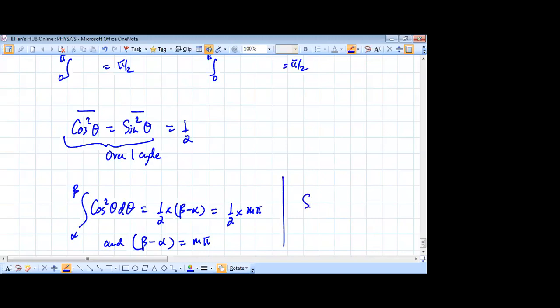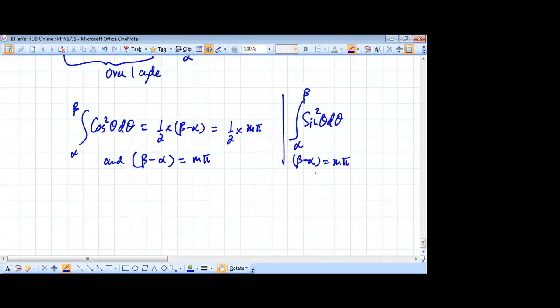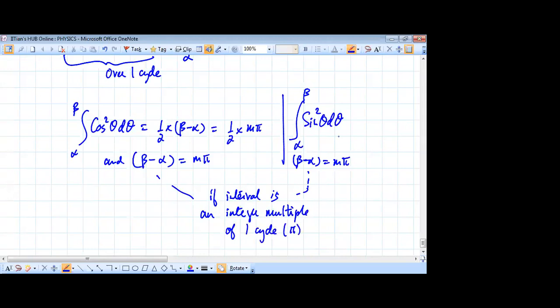And same for sine square theta. If we integrate it from alpha to beta such that beta minus alpha, the interval, is an integer multiple of one cycle, that is pi, then the value will be the average value of the function multiplied with the interval.